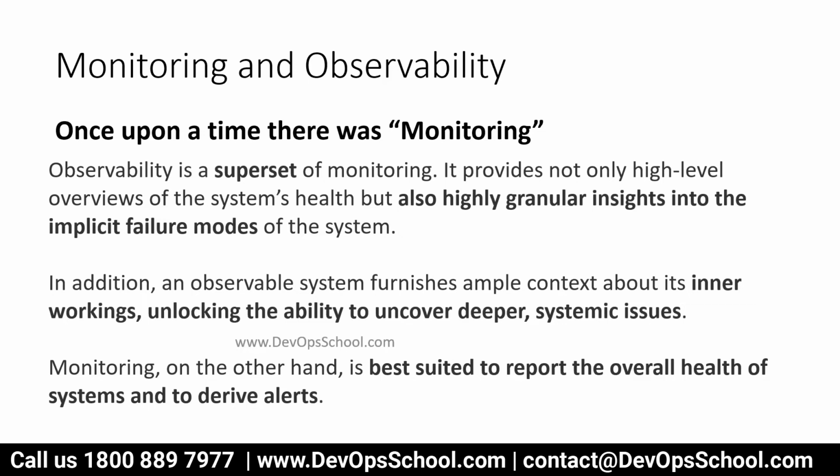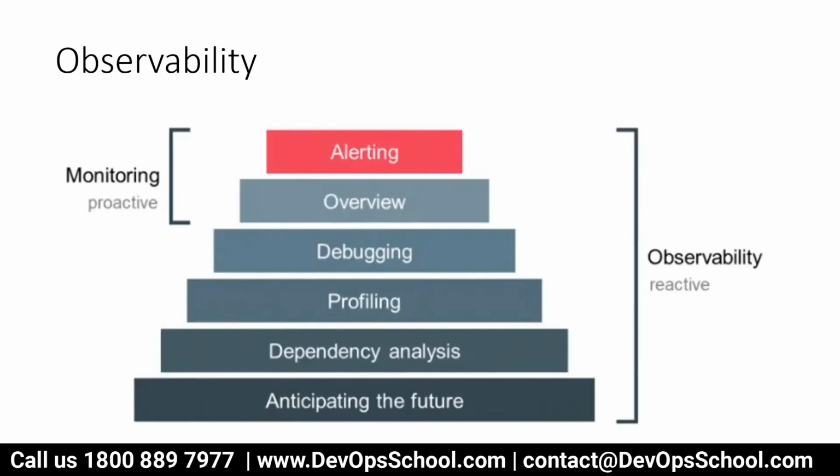In addition, an observable system furnishes ample context about its inner workings, unlocking the ability to uncover deeper systemic issues. Monitoring, on the other hand, is best suited to report the overall health of the system and derive alerts. Looking at these visualizations, monitoring means you are checking the overview and alerting, whereas observability includes debugging, profiling, dependency analysis, and anticipating the future as well.